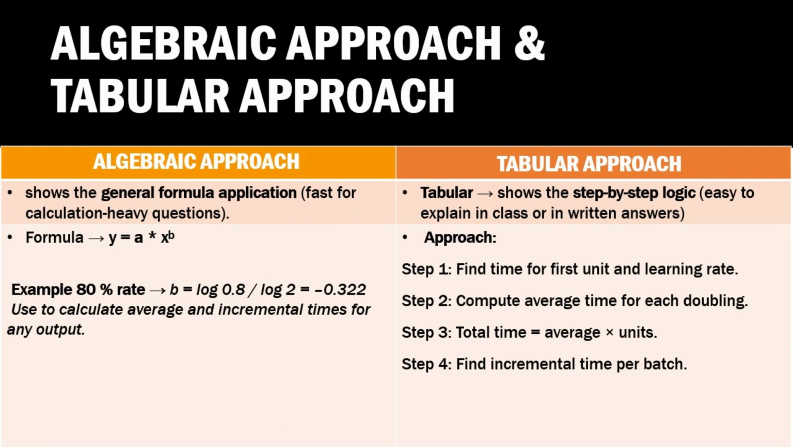Algebraic and tabular approaches. Two ways to apply it. The algebraic approach uses the formula for direct calculation, great for fast exam work. The tabular approach lists each doubling of output to show how average and total time change. Both lead to the same learning effect, but one is numeric while the other is visual.